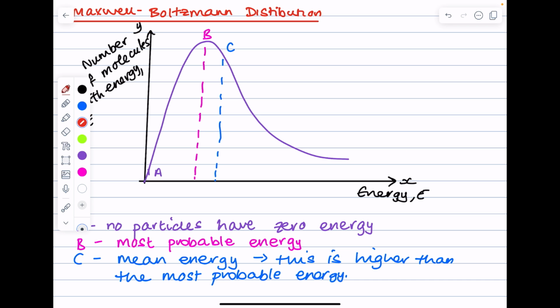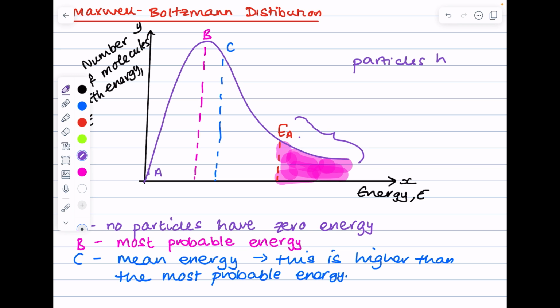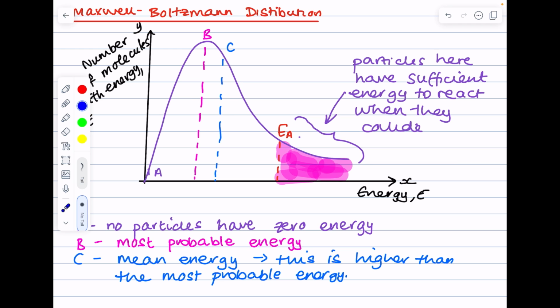We're going to label the activation energy EA. So to remind you, this is the minimum amount of energy the particles require for a reaction to take place. So that means that anywhere to the right, the particles that exist here have the sufficient energy required to react when they collide. Notice that the curve never meets the x-axis again, as there is no maximum energy a particle can have.